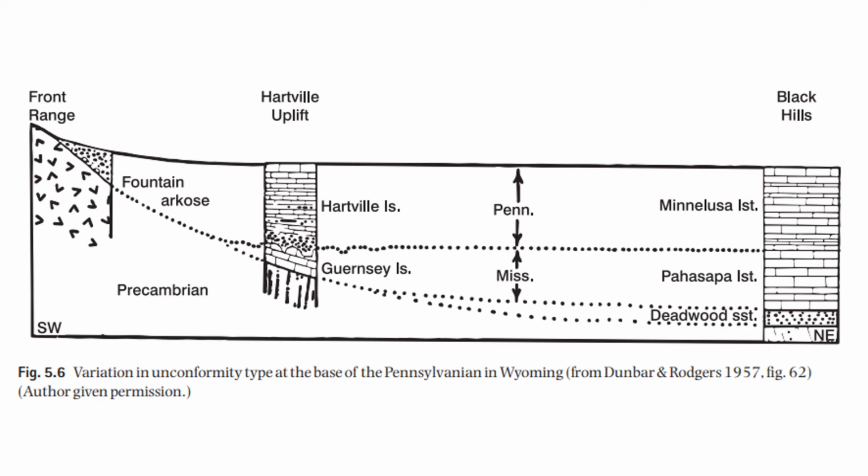In the Hartville uplift, in this case, you actually have both a disconformity and an angular unconformity together, because the Hartville is sitting on top of the Guernsey, and that's an angular unconformity, but there's also erosional truncation. And then over in the Black Hills, you have a series, actually, of paraconformities. So we have all four present just along this unit here. Not to mention the fact that you're looking at Mississippian and Pennsylvanian rocks on top of Precambrian rocks. That in and of itself indicates a significant unconformity.